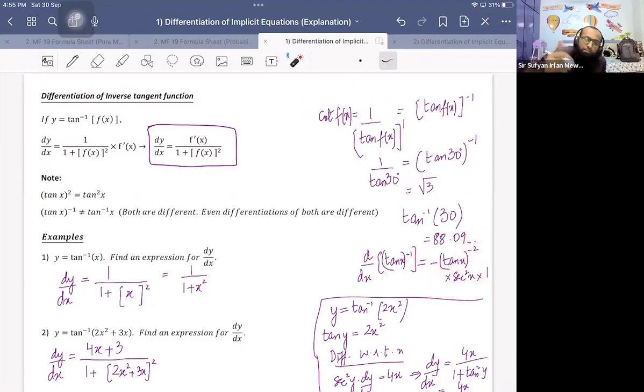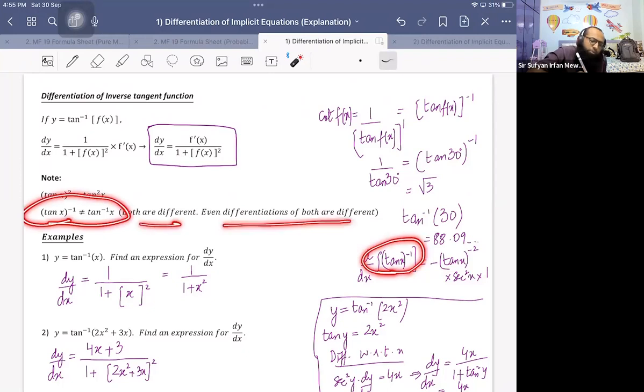Which rule is being applied? Power, function, angle. We multiply the power, we subtract the power by 1. Then it's in terms of function, then tan x is sec square x, then it's in terms of angle, then the differentiation of x is 1. So the bottom line is tan x whole power minus 1 is not the same as tan inverse x. Both are different, even the differentiations of both are different.